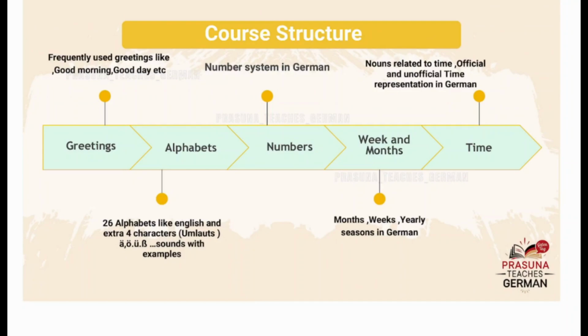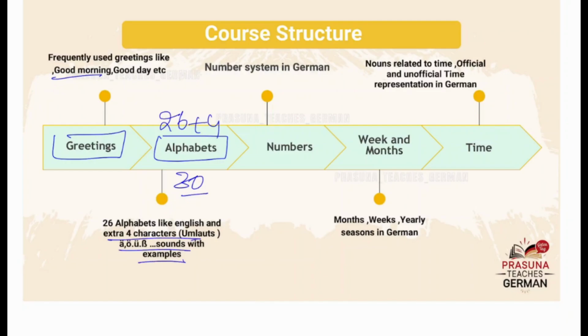Next, what is the course content we are going to cover? We will start with the greetings. This covers good morning, good afternoon, good evening, sorry, excuse me, thank you. These types of basic wishes we are going to cover in this greetings module. The next module is alphabets. As I told, the best part is 26 alphabets, just like English, and 4 extra characters. Those are called umlauts. So in total we are covering 30 alphabets in this module with examples and sounds.